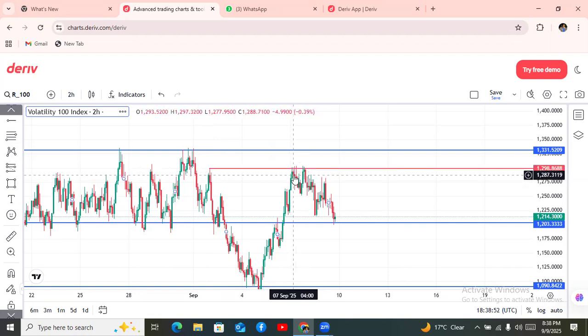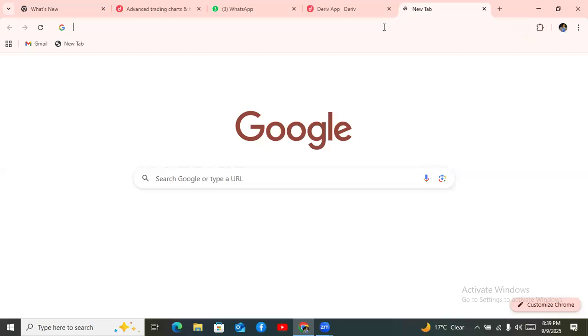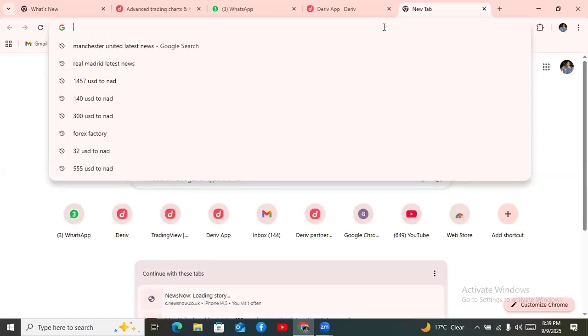Okay. So we know that the market was in an uptrend. So for us to be able to sell at that level, it's when we see a pattern that has the capacity to reverse the market. So we were looking for a reversal pattern. Okay? The reversal pattern.